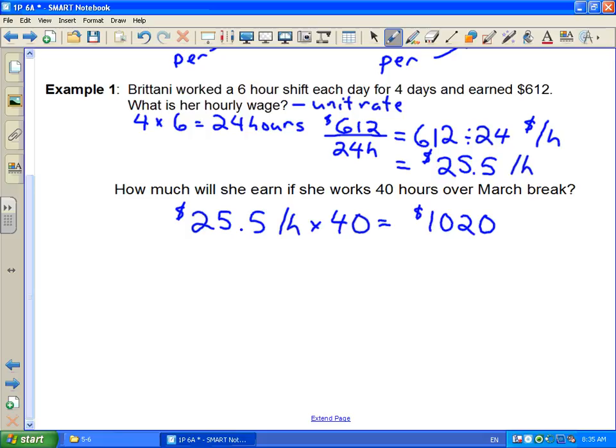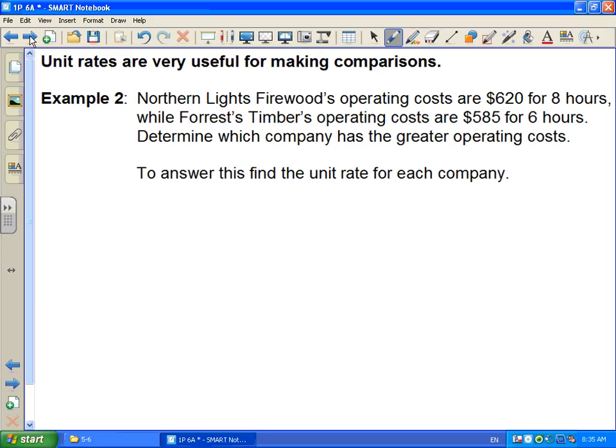Okay. The very last example here is probably the most frequent application of unit rates that you're going to see here. Okay? And I've said here, unit rates are very useful for making comparisons. Okay? So let's take a look at an example here. Northern Lights Fireworks operating costs are $620 for 8 hours, while Forest Timber's operating costs are $585 for 6 hours. Determine which company has the greater operating costs. To answer this, find the unit rate for each company. We've got a bunch of numbers here. We've got $620, we've got 8 hours, we've got $585, we've got 6 hours.